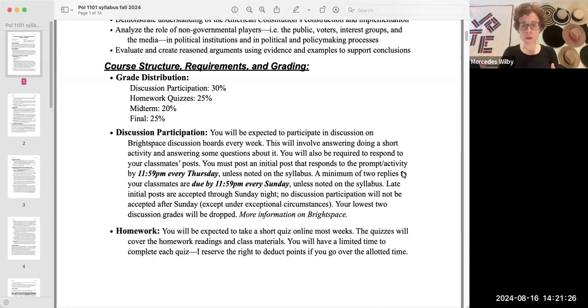So as you do these activities, think about them in terms of what we're learning for the week. As you're answering the questions and responding to your classmates, consider how you can bring in material that you learned during the week. Your initial post is typically due on Thursday. What this initial post is going to be is the activity and the response to those initial questions on the activity.